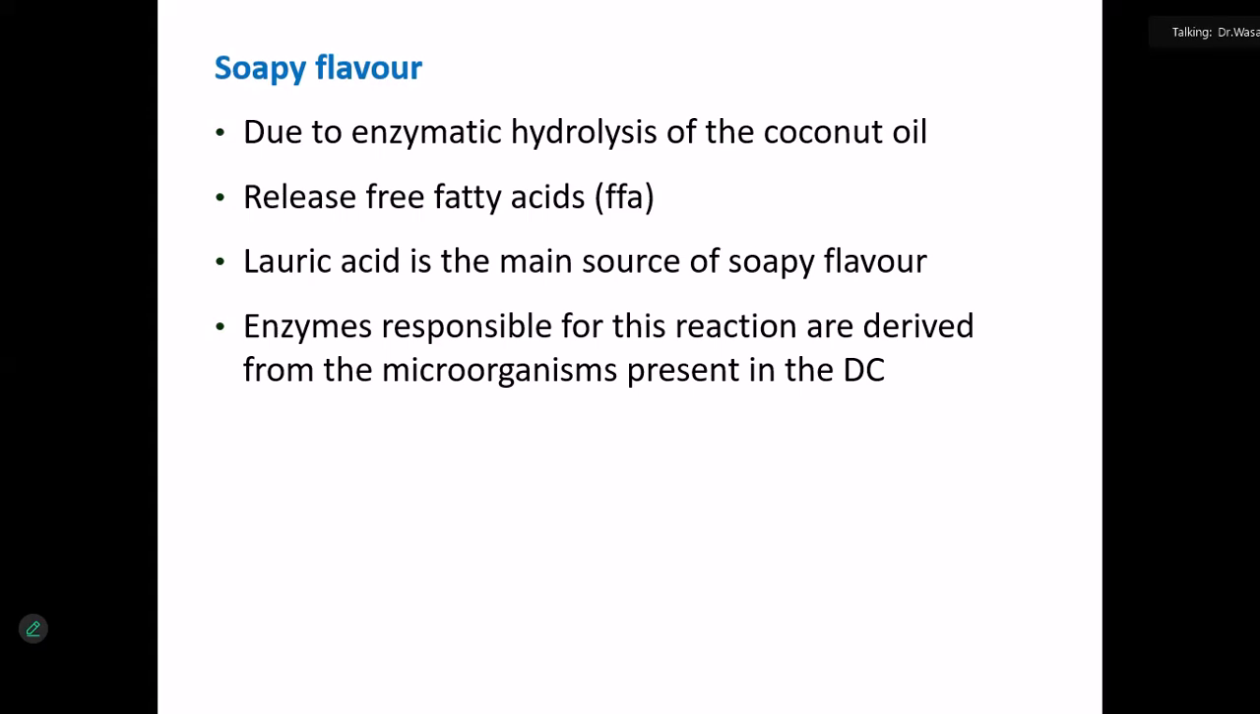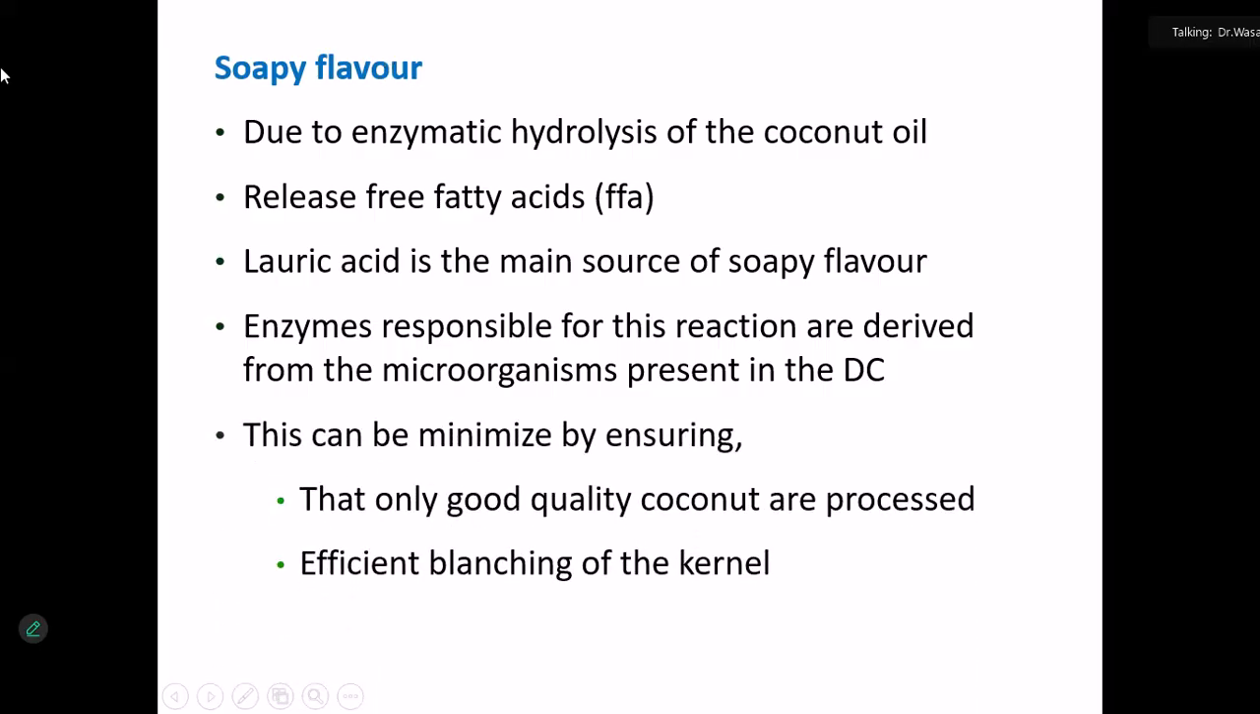Can you remember the DC process we discussed? Immerse in boiled water, minimum 90 seconds. Either low temperature or less time, so microbes remain and survive. They will cause soapy flavor. So this can be minimized by good quality coconut and efficient blanching.